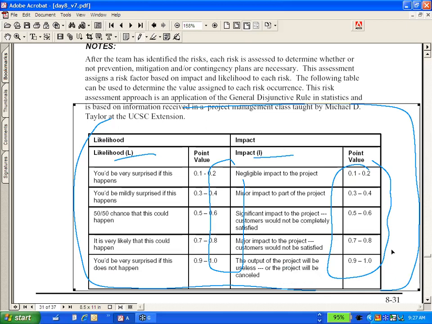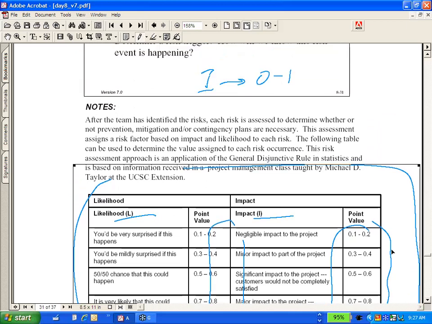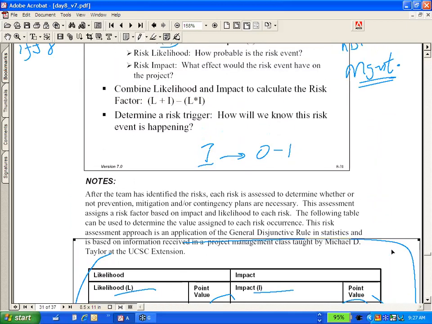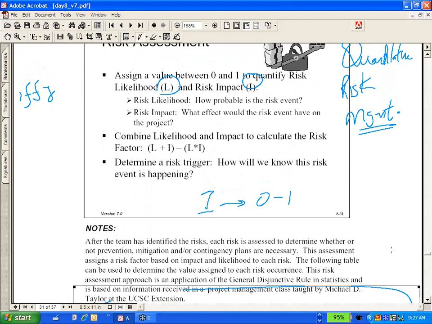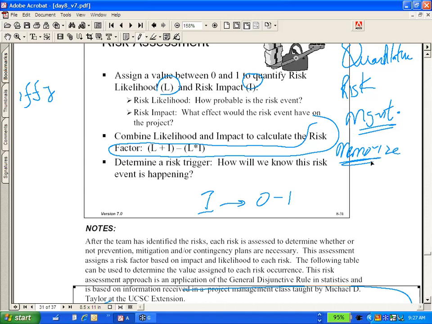So quantitative risk management means assigning likelihood and impact to each and every risk item that you have and coming up with a risk factor. There's a formula: risk factor is likelihood plus impact minus likelihood times impact. You must memorize this definition, this formula. It's not much to memorize, right?